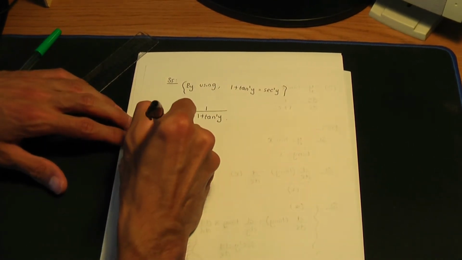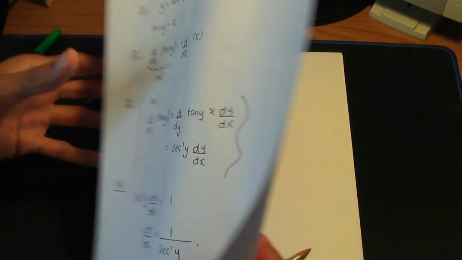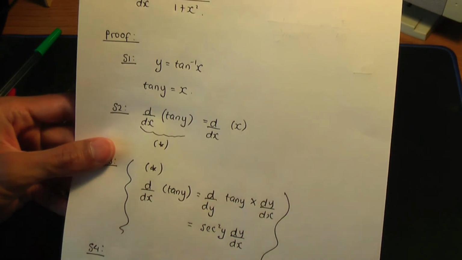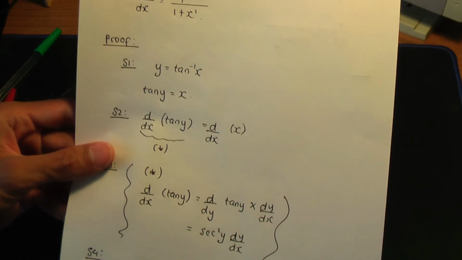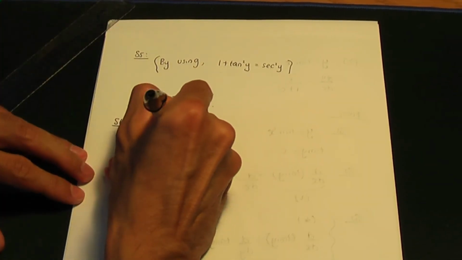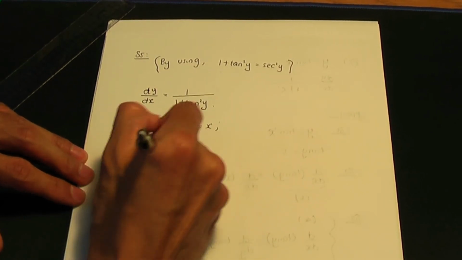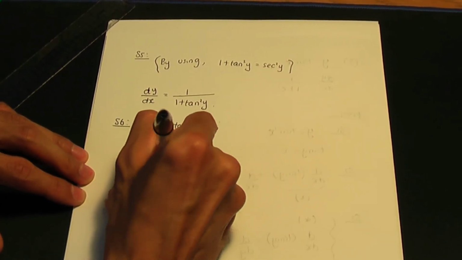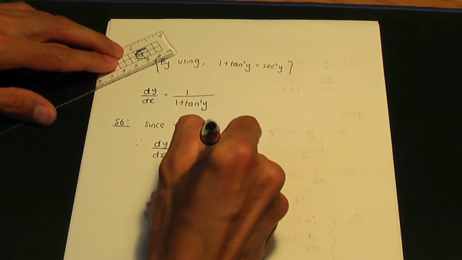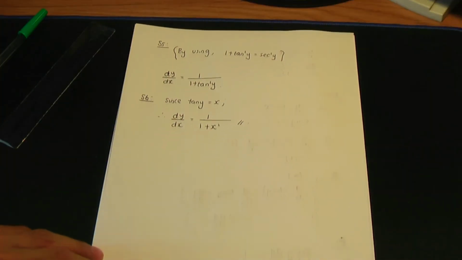So that takes us to the last step, step number 6. And now we're in the situation whereby we can replace all of the tan y terms by x's to complete the proof. So in step 6, since tan y is equal to x, therefore dy by dx is indeed 1 divided by 1 plus x squared. So that completes the proof.